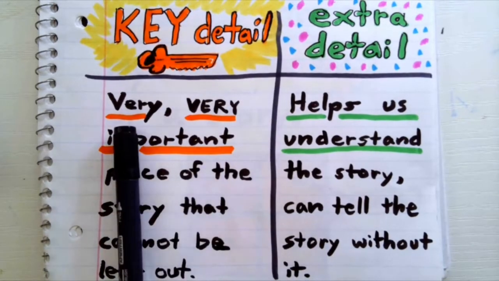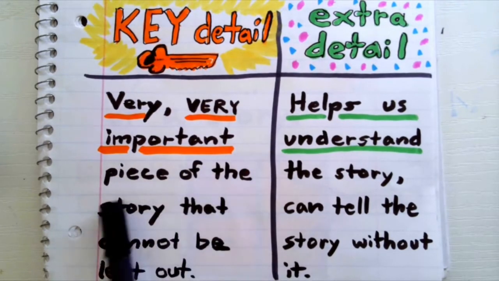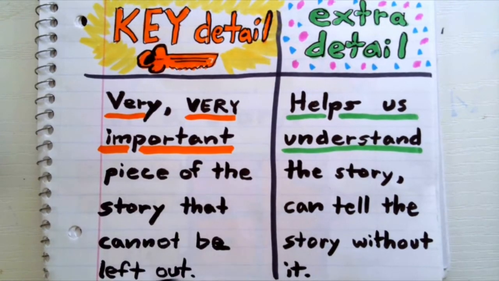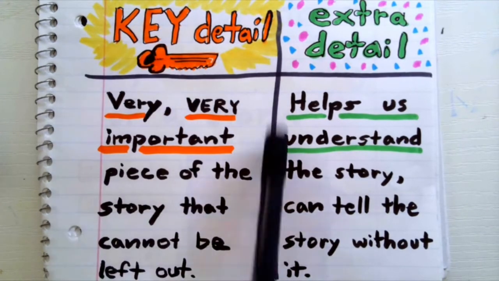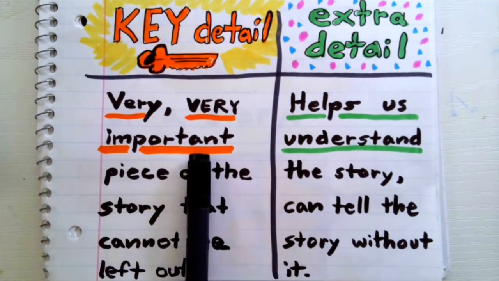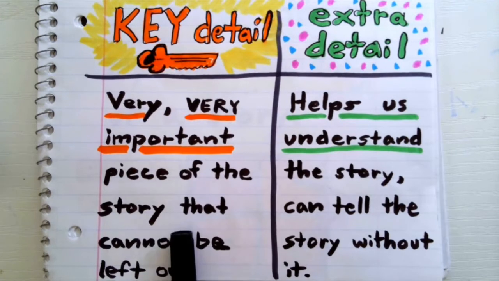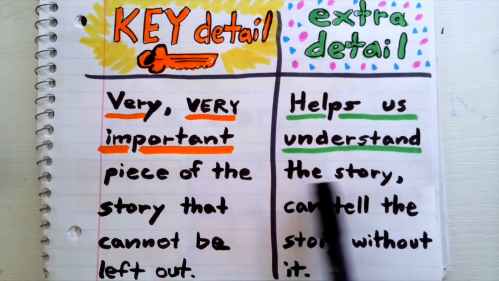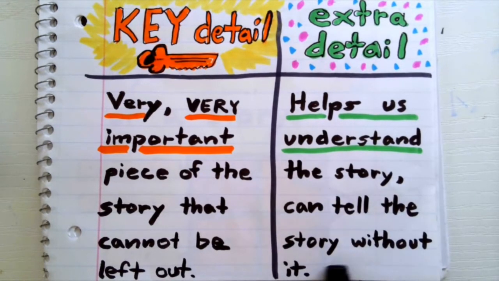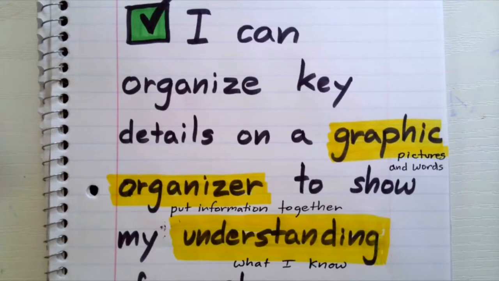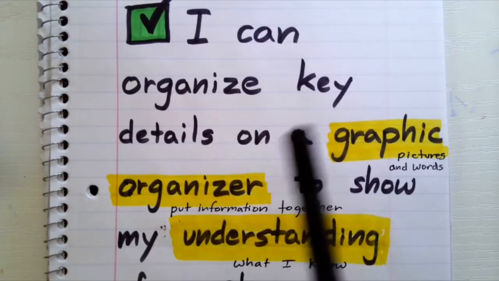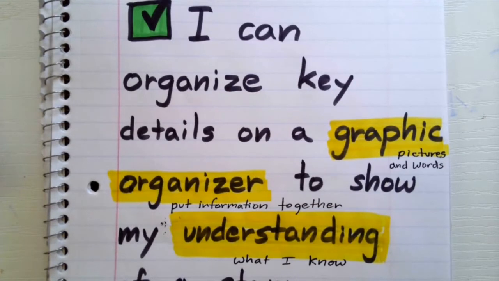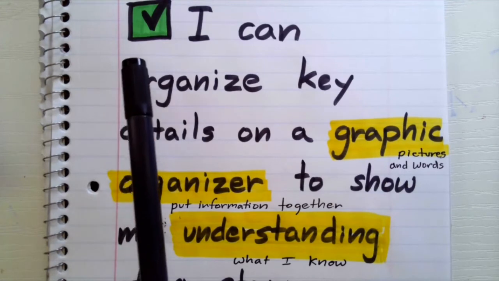Key details are very, very important pieces of the story that cannot be left out. If I tell you what Robert's Rules is about, I have to tell you certain details. If I leave a key detail out, then you won't understand what's happening in the story. An extra detail does help us understand the story, but we can tell the story without it. How will we know that we understand which details are key details and which details are extra details? This is how. Let's read our success criteria together.